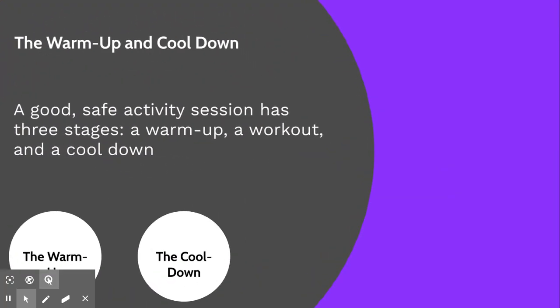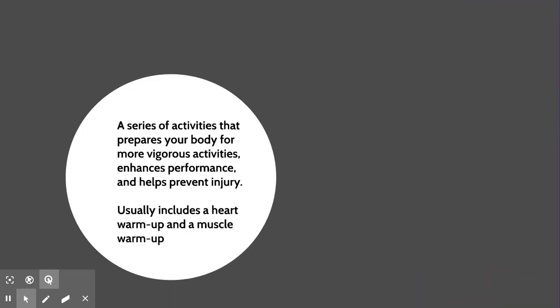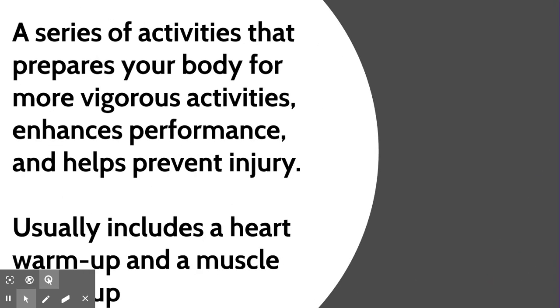The time you spend doing physical activity on any given day is your daily physical activity session or exercise session. A good, safe activity session has 3 stages: a warm-up, a workout, and a cool down. A warm-up is a series of activities that prepares your body for more vigorous physical activity, enhances performance, and helps prevent injury. A warm-up usually consists of a heart warm-up and a muscle stretching warm-up.